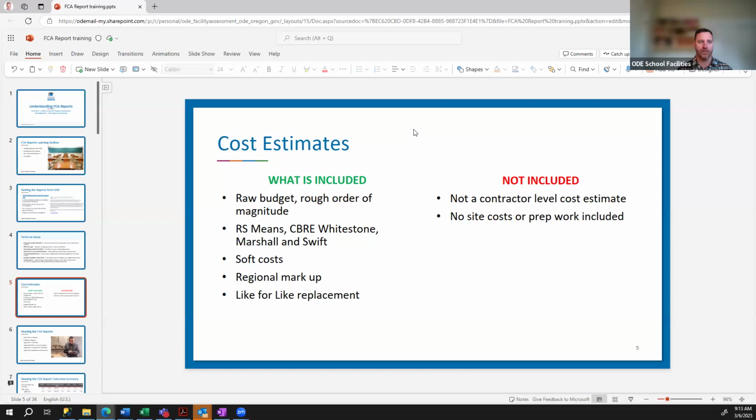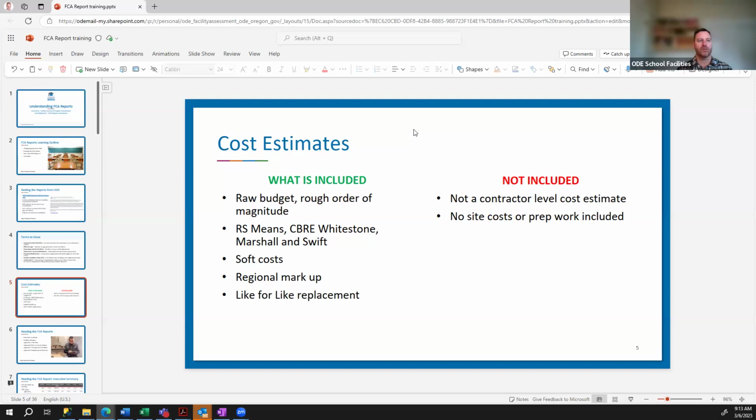What's not included? So again, this is not a contractor level cost estimate. There's different phases of a contractor cost estimate where you are, again, going through prioritizing what you want out of replacing these systems. And so you would see that when you go through that process.